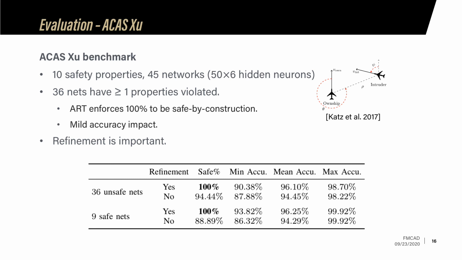Observe that the average accuracy with respect to the original network is more than 96%. Also, notice that the refinement is important here. Without refinement, it fails to generate safe by construction networks in all cases, and also would have about a 2% accuracy drop.